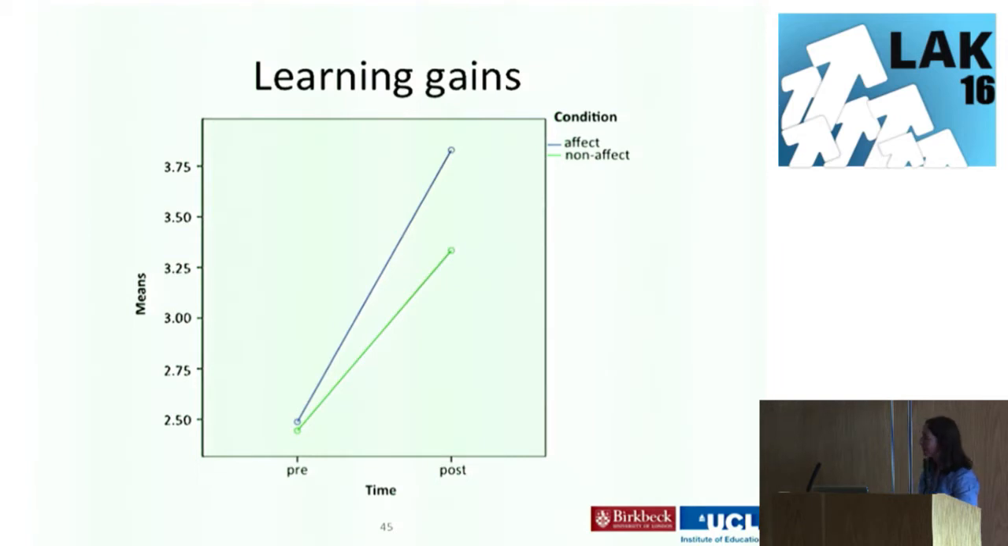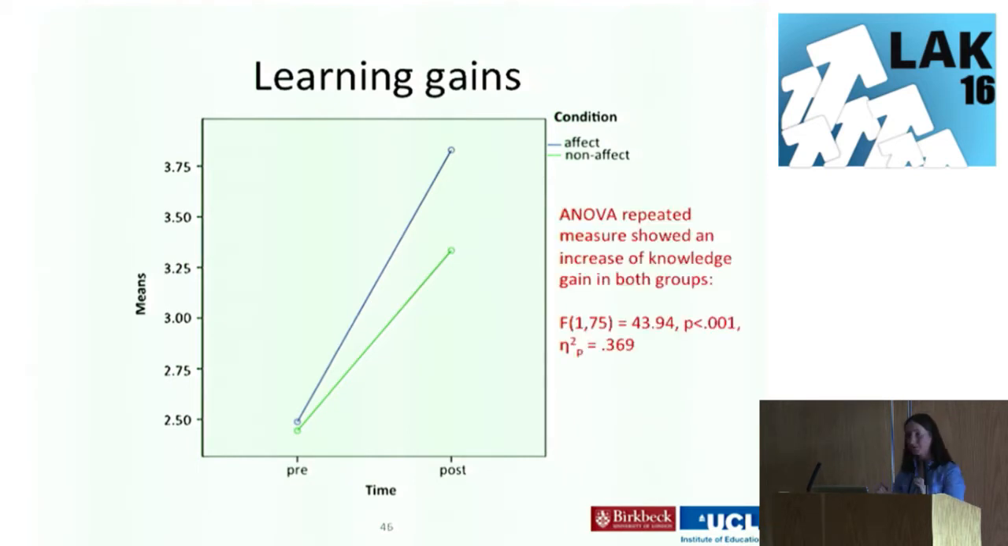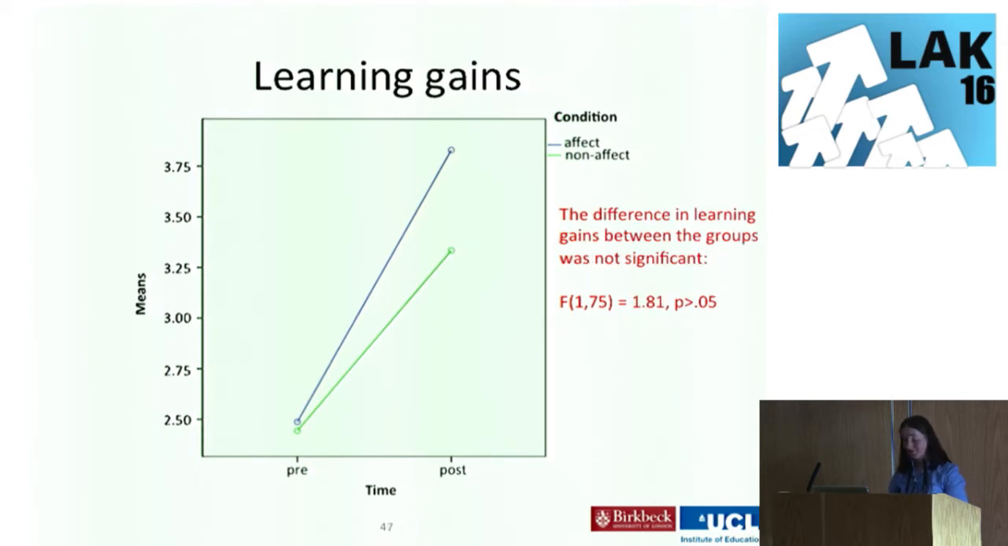Now looking at learning gains, so we had a pre and a post-test of their knowledge of fractions. And you can see here that in both conditions, students significantly increased their knowledge of fractions before and after they used the system. However, the difference between the groups was not significant. But you can see there is a trend that in the affect condition, they gained higher knowledge.